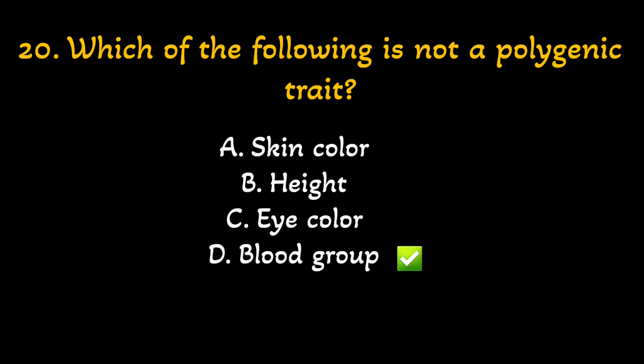And why so? Because blood group is determined by a single gene with multiple alleles. A polygenic trait involves multiple genes that contribute to a continuous range of phenotypes, such as skin color or height. So for this question, option D, blood group, is not a polygenic trait. So this is all the 20 questions, student.